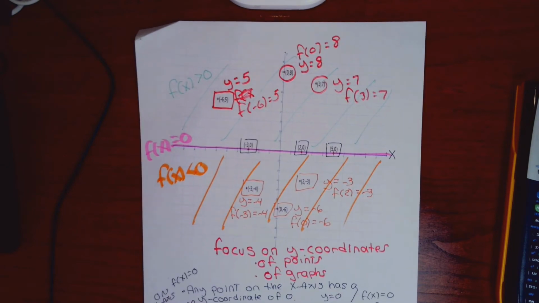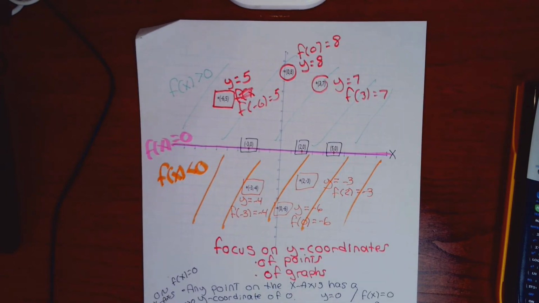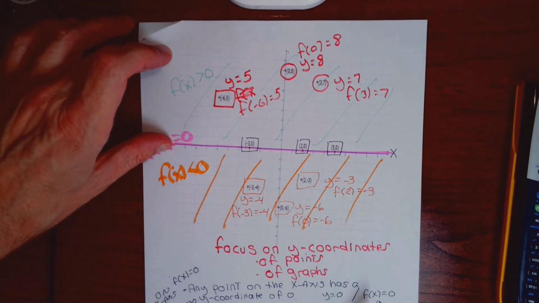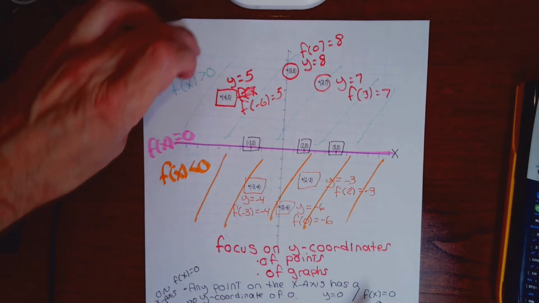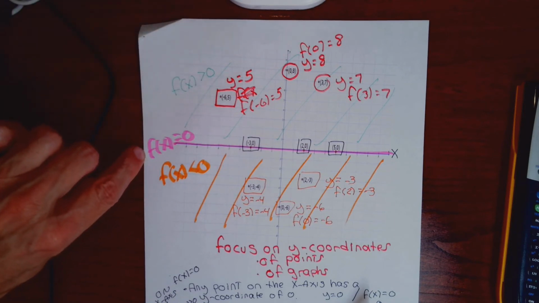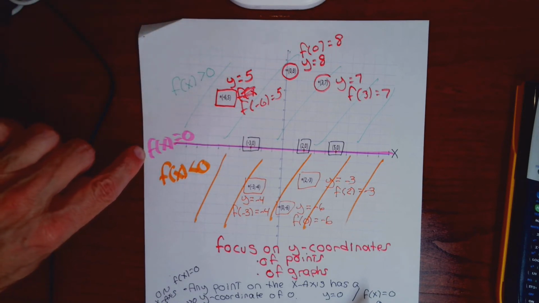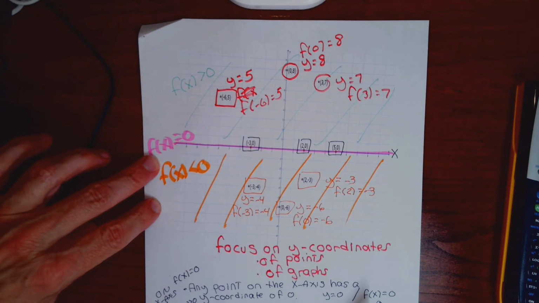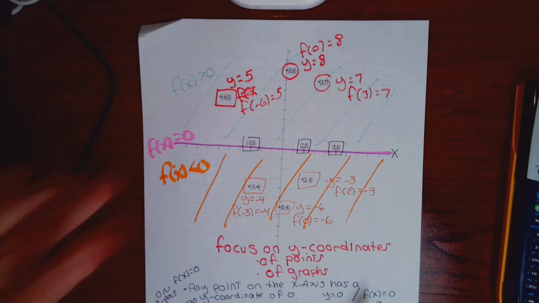This is the key to understanding the problems in this section: any point or portion of a graph that's above the x-axis has positive y's, and we'll say for that region the f of x's are greater than 0. Any point on the x-axis has y's or f of x equal to 0, and any portion of a graph or any points beneath the x-axis, we need to say f of x is less than 0.